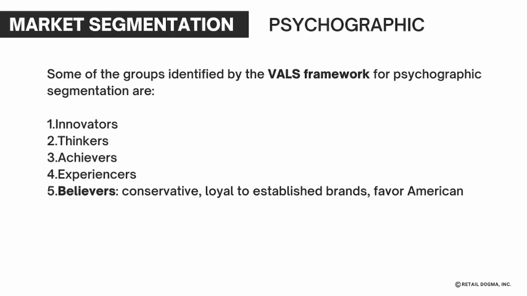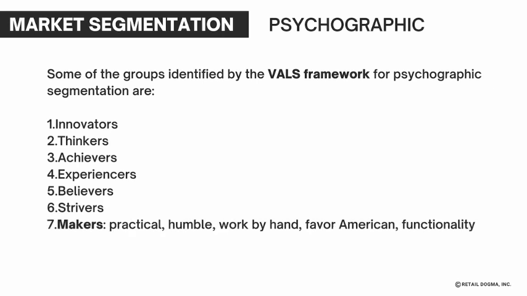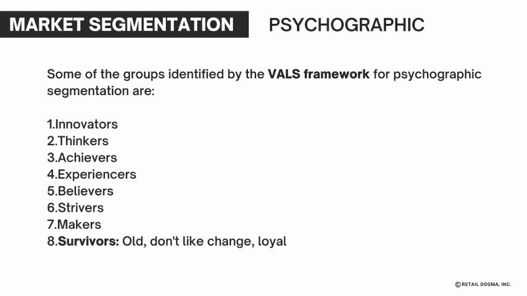Believers, conservative, traditional people who are loyal to established brands and favor American products. Strivers, trendy and fun-loving, but they don't have a lot of resources. They like stylish products that resemble the purchases of the rich. Makers, practical, humble people who like to work with their hands. They favor American-made products that have functionality. Survivors, old people who don't like change. They tend to be loyal to their favorite brands.